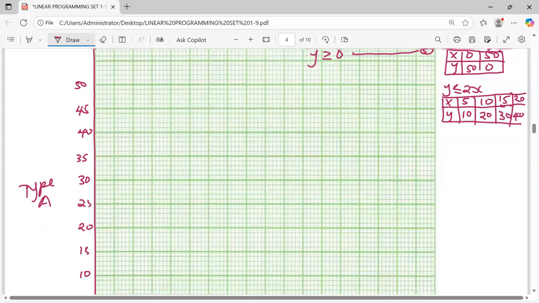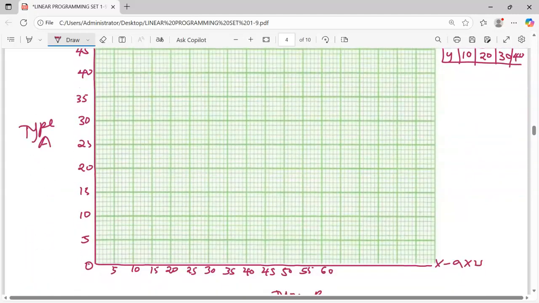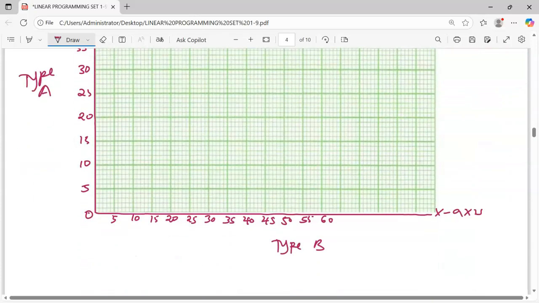From here now we can go and start plotting. For the first one, when x is 0, y is 40 at this point here. And when y is 0, x is 60. So at 60 here, y is 0 at this point.